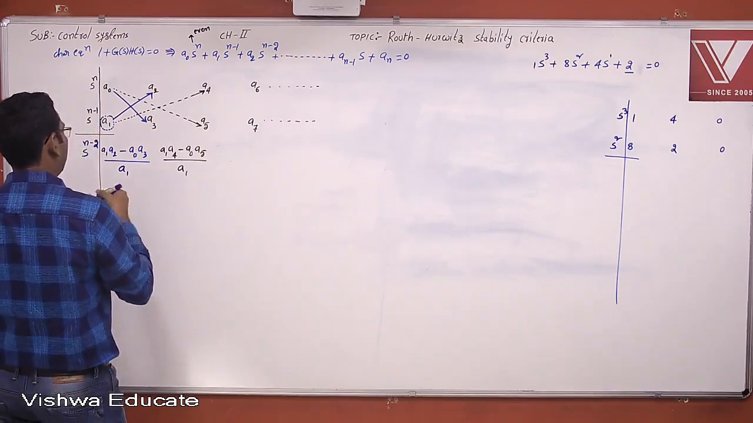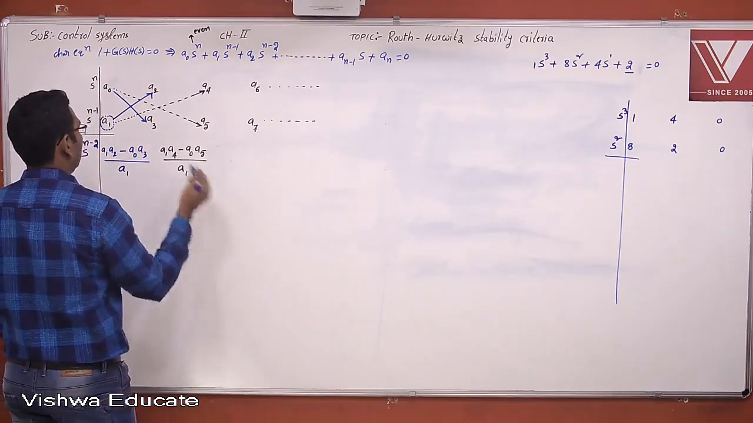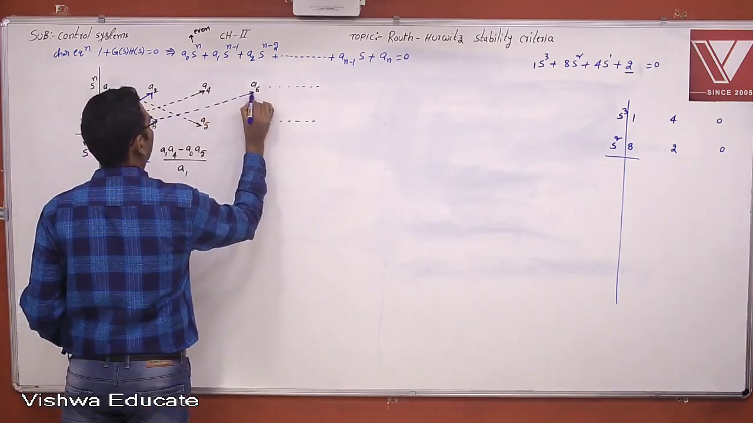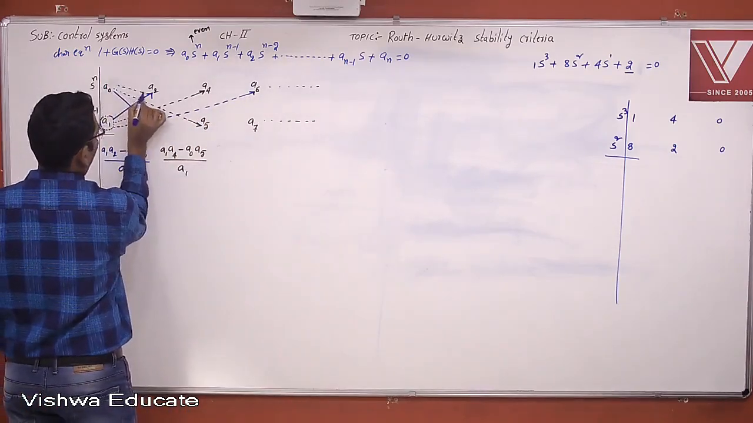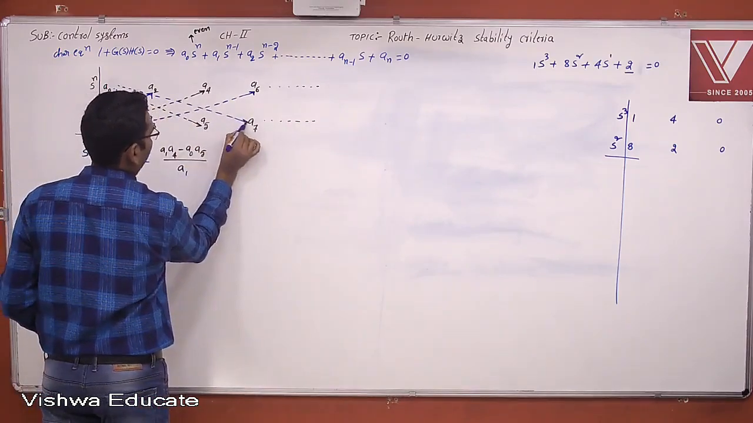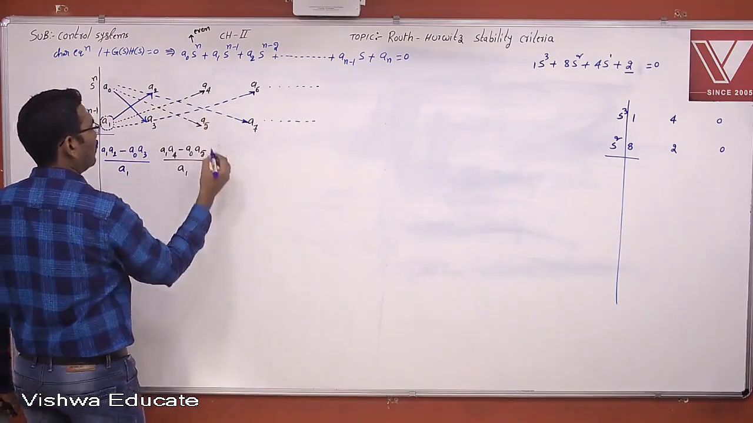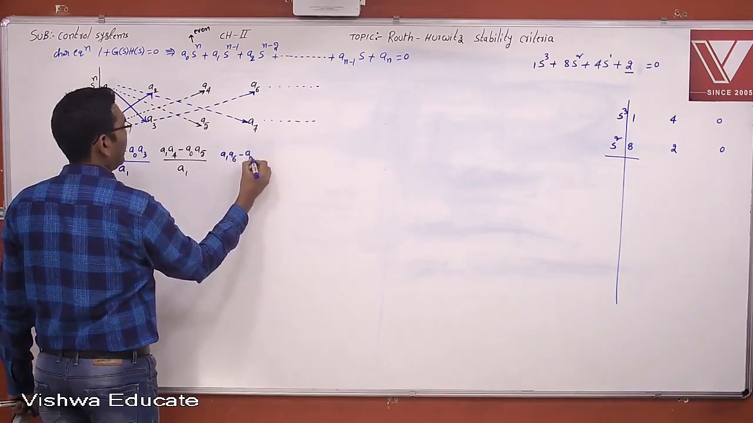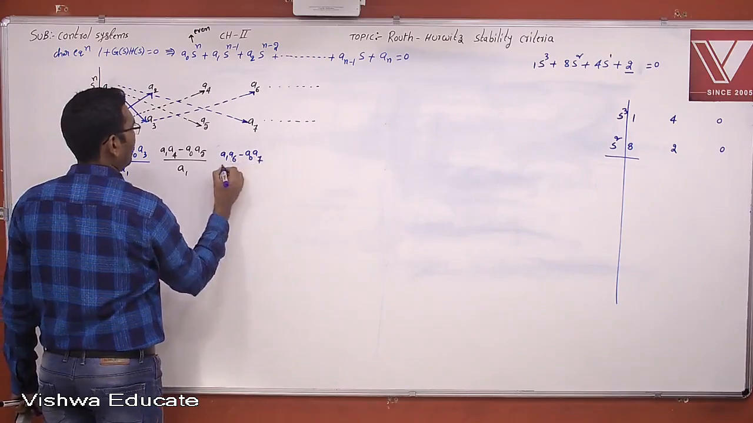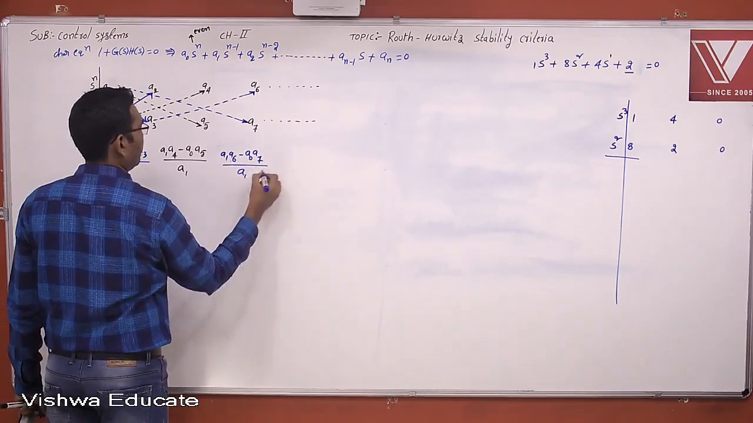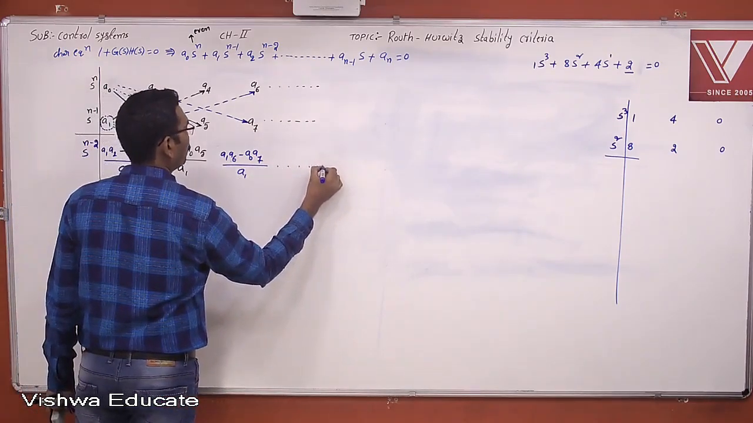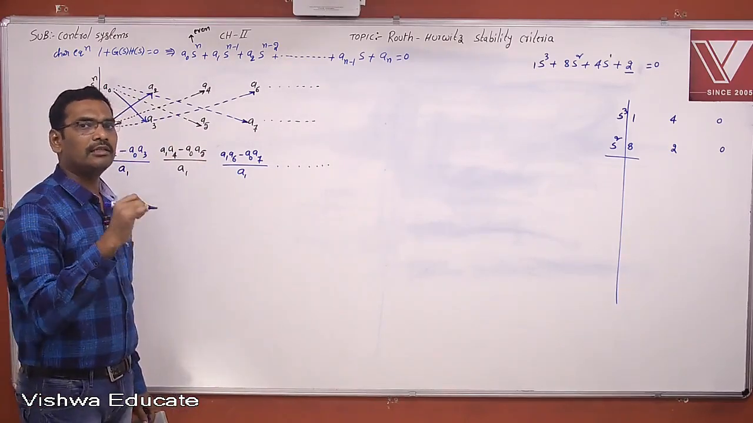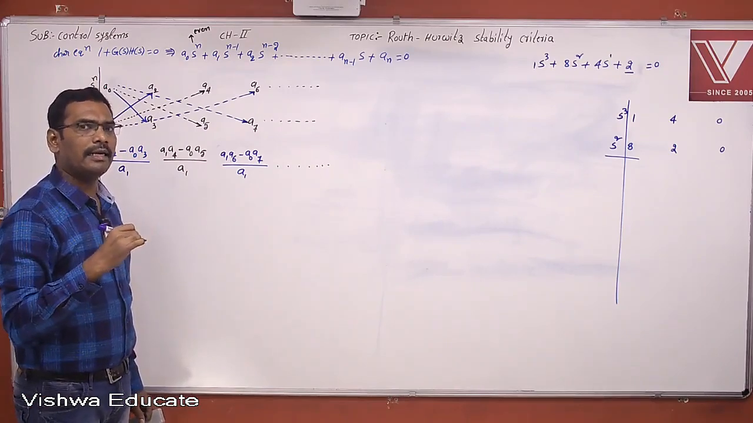Now from here again, extend the arrows to the next column. So A1 A6 minus A0 A7 by A1. Like that, you continue the quotients. Like that, you can extend all the quotients.